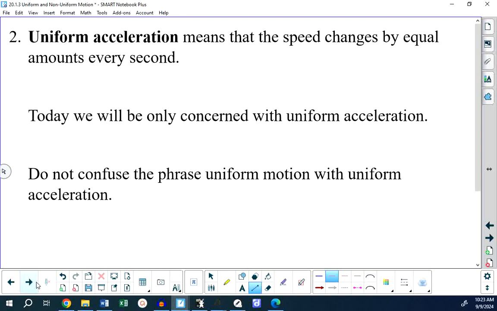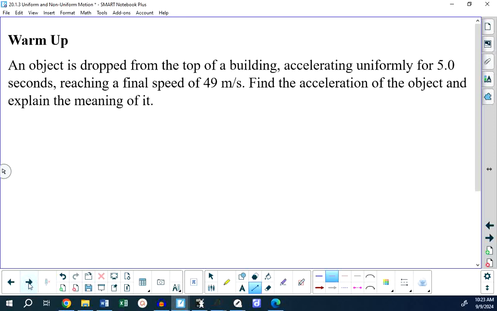So again, what does uniform motion mean? Constant velocity. Straight line, constant speed. What does uniform acceleration mean? Changing velocity regularly. So, a couple of quick warm-up ideas. An object is dropped from the top of a building, accelerating uniformly over 5 seconds, reaching a final speed of 49 meters per second. What is the acceleration of the object, and explain the meaning?